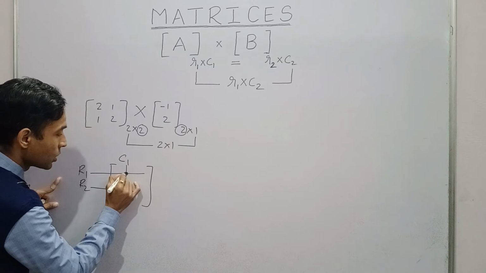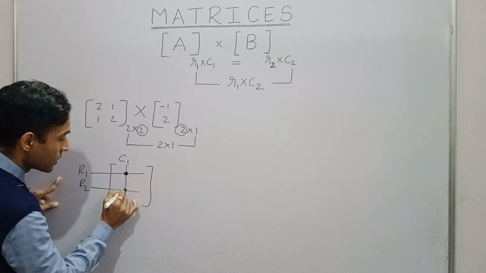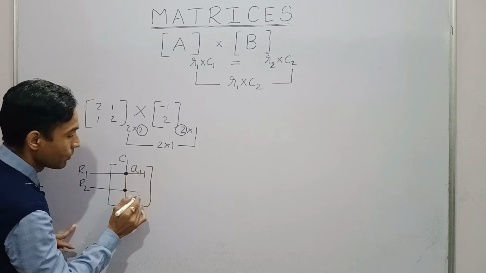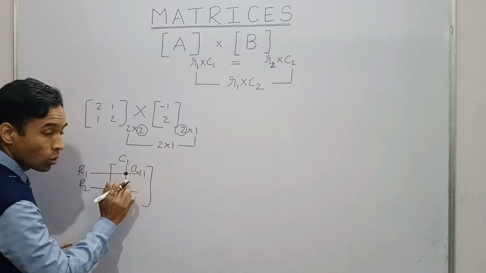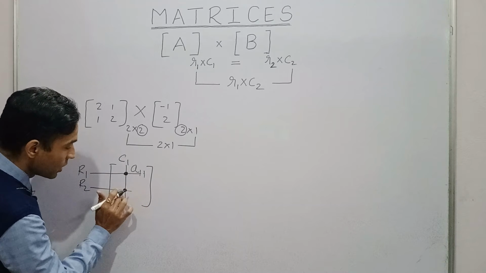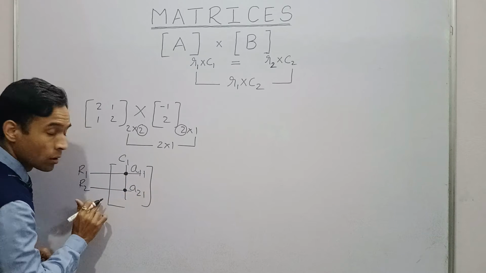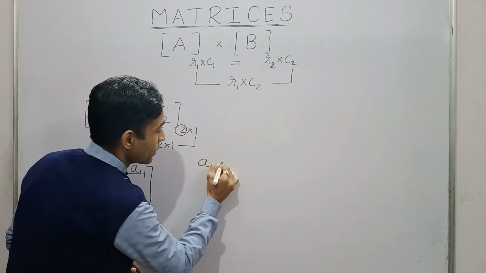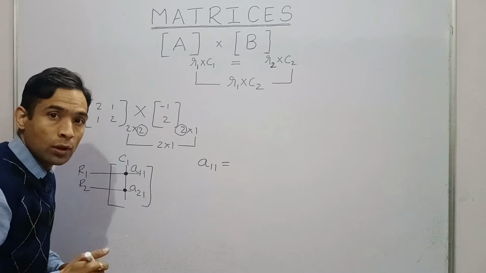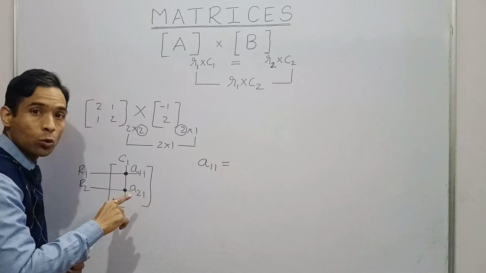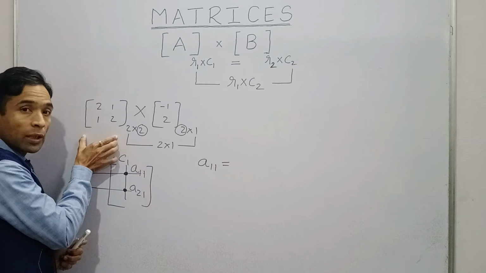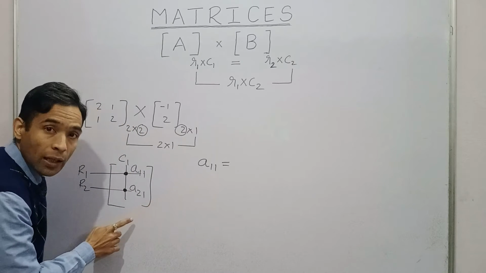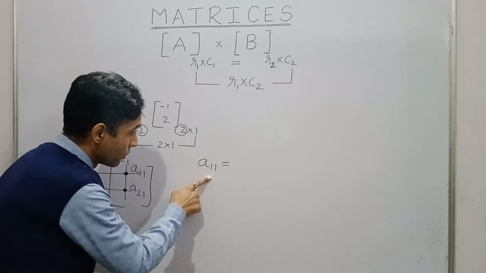Now these are the positions of the elements inside this matrix. This position means A11. Now 11 means first row, first column. This position means A21, second row, first column. Now let's find out A11 first. Now you have to carefully see how I am going to multiply the elements of first matrix with the second matrix according to A11 and A21. So first of all A11.